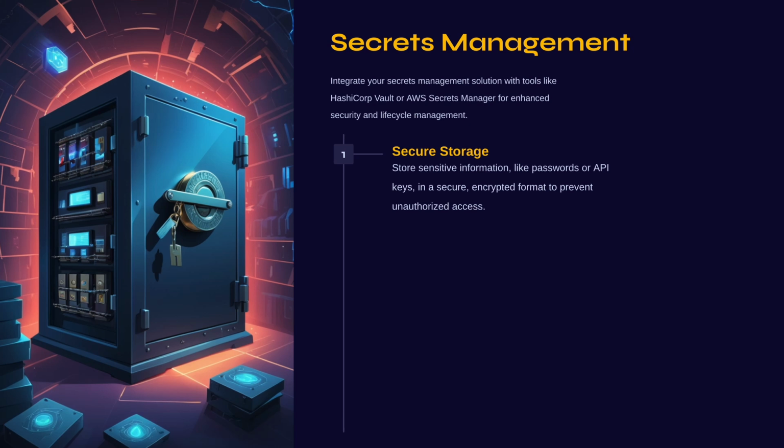Think of it like locking your valuables in a safe, rather than leaving them out in the open. Tools like HashiCorp Vault or AWS Secrets Manager are great for this. They help manage and encrypt your secrets so that only those who really need access can get to them. For example, if you're storing a database password, these tools will keep it safe and make sure unauthorized users can't see it.